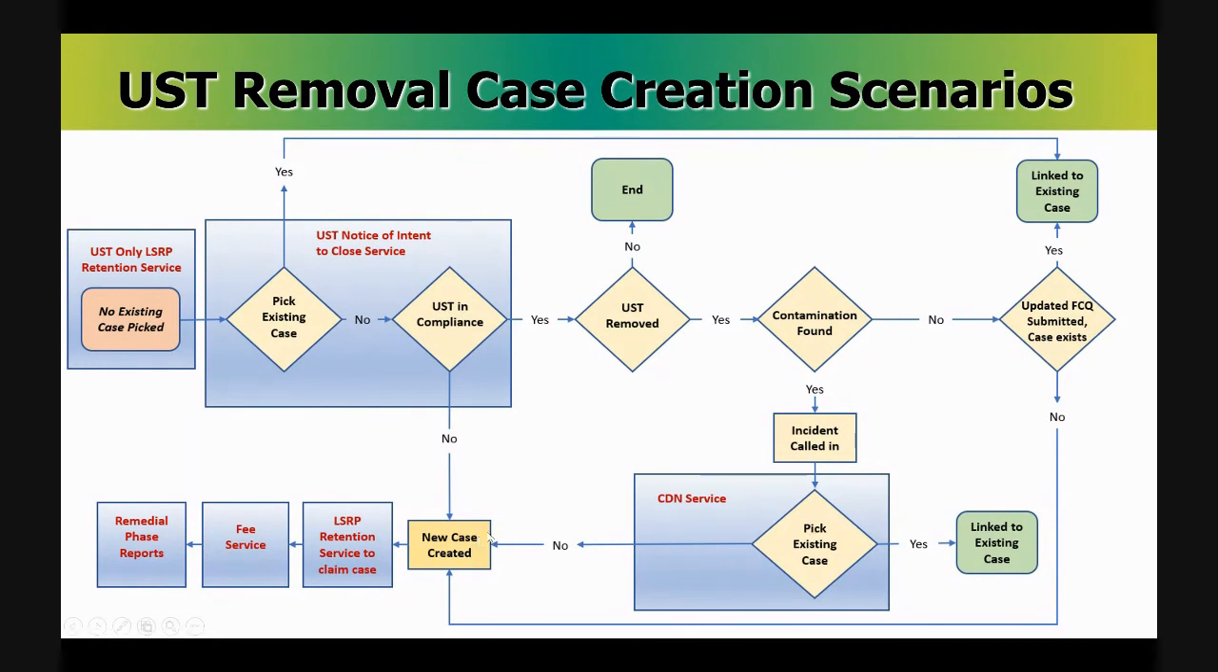So after the case is created, we ask the LSRP to file a retention to claim that case. A lot of LSRPs go, but I already filed a retention, but specifically it was for pulling the UST or filing the notice of intent to close. And we need you to claim that case so that we know somebody is responsible for it. Once you claim the case, then you can file the fee service.